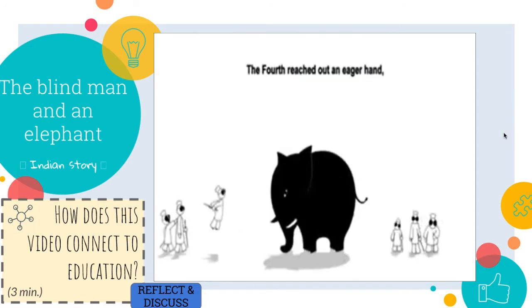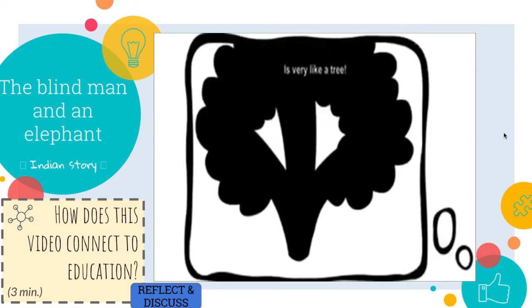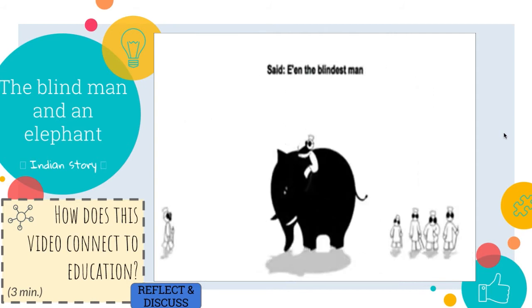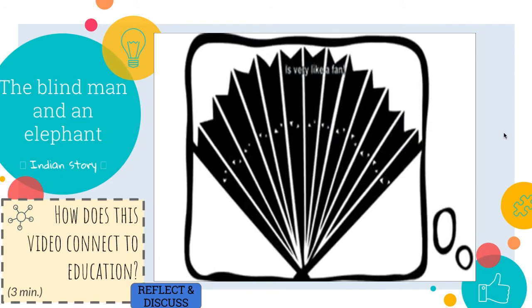The fourth reached out an eager hand, and felt about the knee. "What most this wondrous beast is like, is mighty plain," quoth he. "'Tis clear enough the elephant is very like a tree." The fifth, who chanced to touch the ear, said, "Even the blindest man can tell what this resembles the most. Deny the fact who can. This marvel of an elephant is very like a fan."